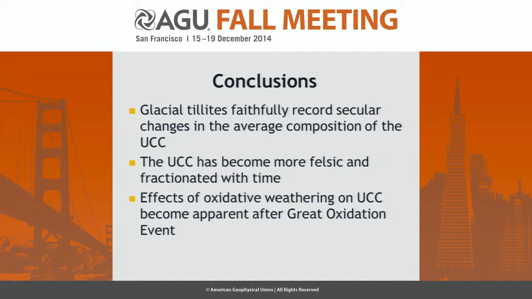So just to conclude the main points here, we think that the tillites are providing faithful records of the secular evolution of the UCC. The UCC has become more felsic and fractionated with time, and we see the effects of oxidative weathering on the bulk composition of the UCC, particularly after the Great Oxidation Event at 2.3-ish. So thank you.